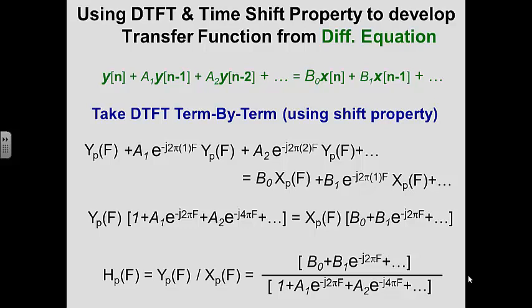And 1 plus A1 e to the minus j2 pi f, A2 e to the minus j4 pi f, and on and on. So you could go through those steps algebraically every time, or just know it comes into that form. But we can go directly from the difference equation to an expression, a complex ratio that is the frequency response, without needing h of n first. There's our shortcut. That's what's going to make this easy for me.